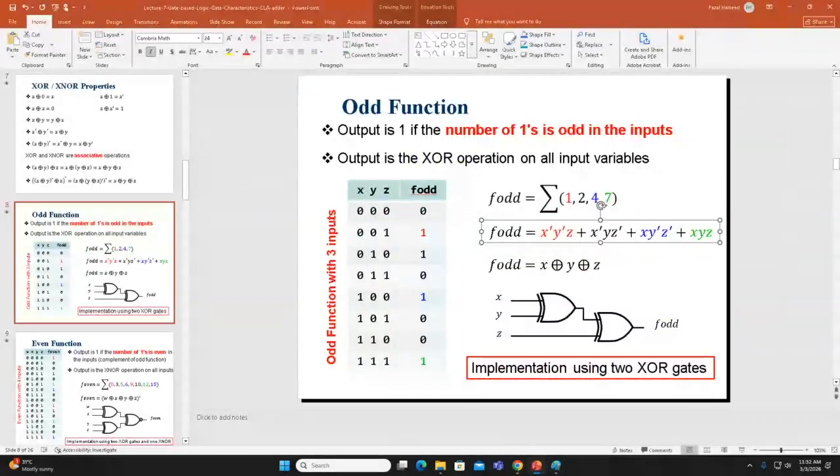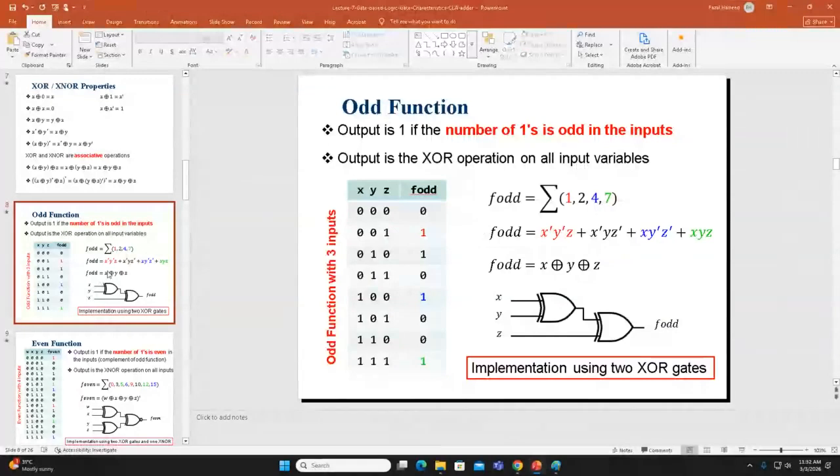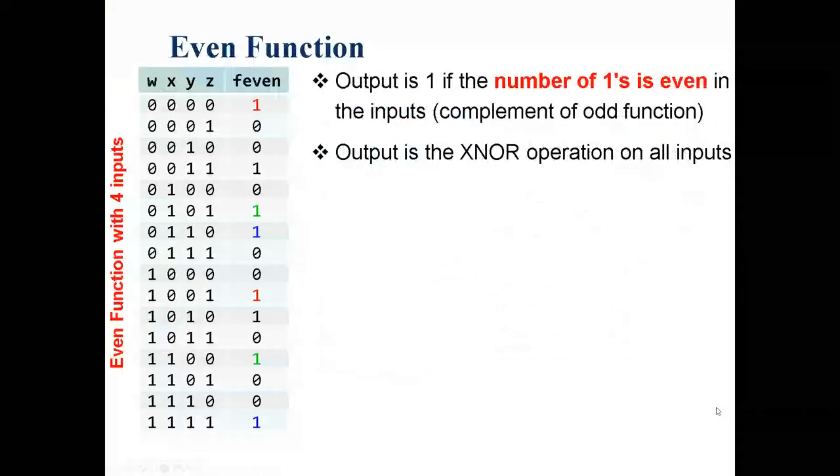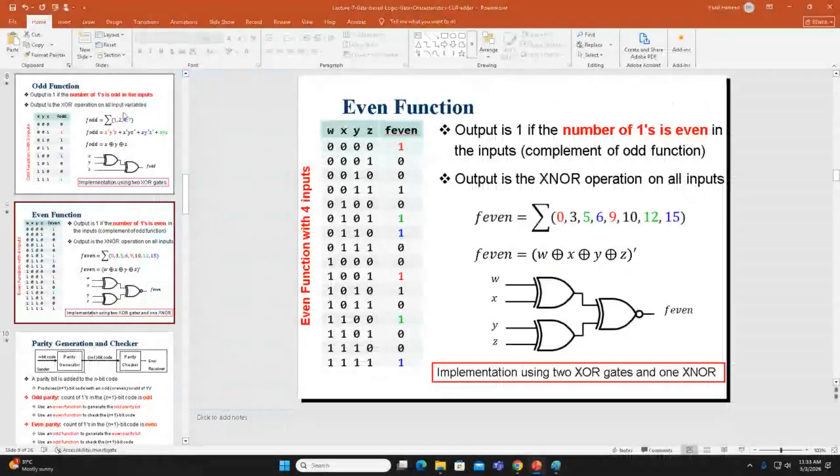Okay. Now in this example, we are having an even function. So can you see here an even function? So the output is 1 if the number of ones is even in the inputs. Okay, now please remember, now we have an even function. This is an even function with 4 inputs.